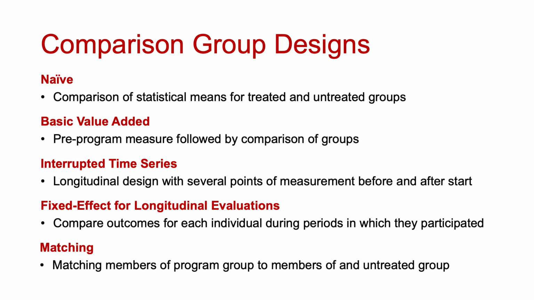The fourth one is fixed effects for longitudinal evaluations. And again, this one's not often used in extension, but you're comparing outcomes for each individual during periods in which they participated. So instead of this collective idea or this collective group, this kind of cohort effect, you're looking at outcomes for individuals.